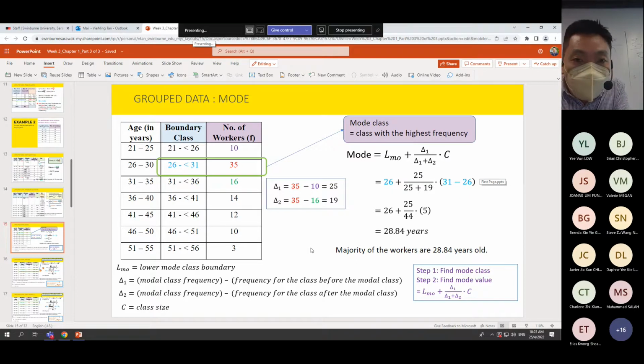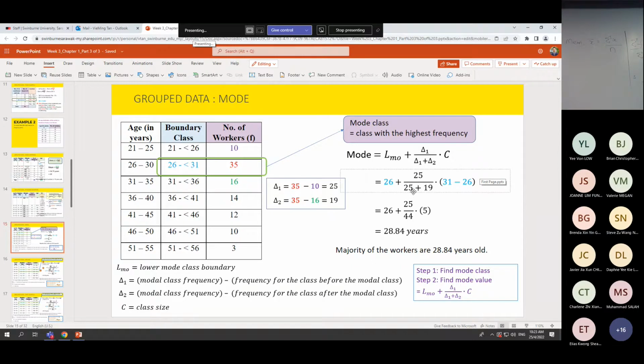Then triangle one: you can refer to the description here. Triangle one means the difference of the frequency between the mod class and the class before it. So it's 35 minus 10, and you get 25. How about triangle 2? Triangle 2 is the frequency difference between the mod class and the class after it. So it's 35 minus 16, and you get 19. Substitute triangle 1 and triangle 2 here.